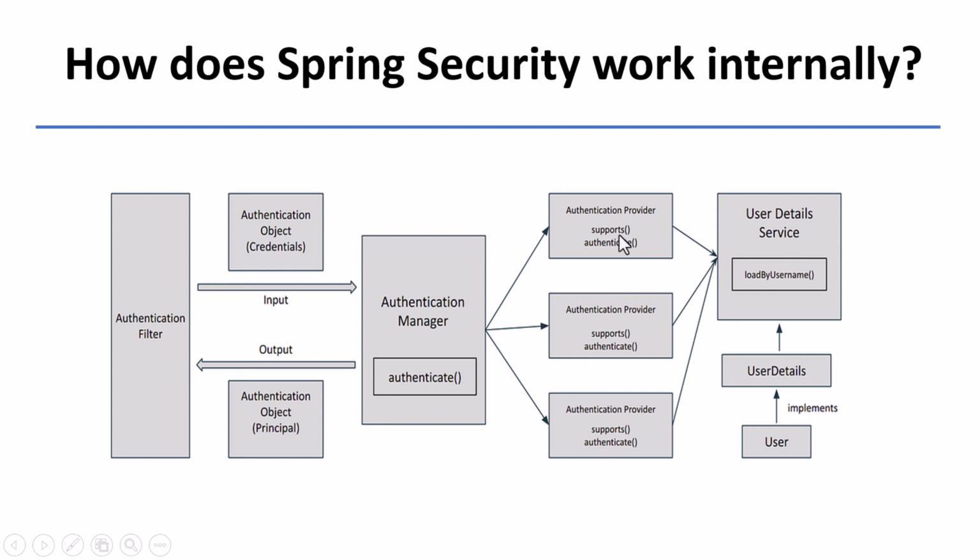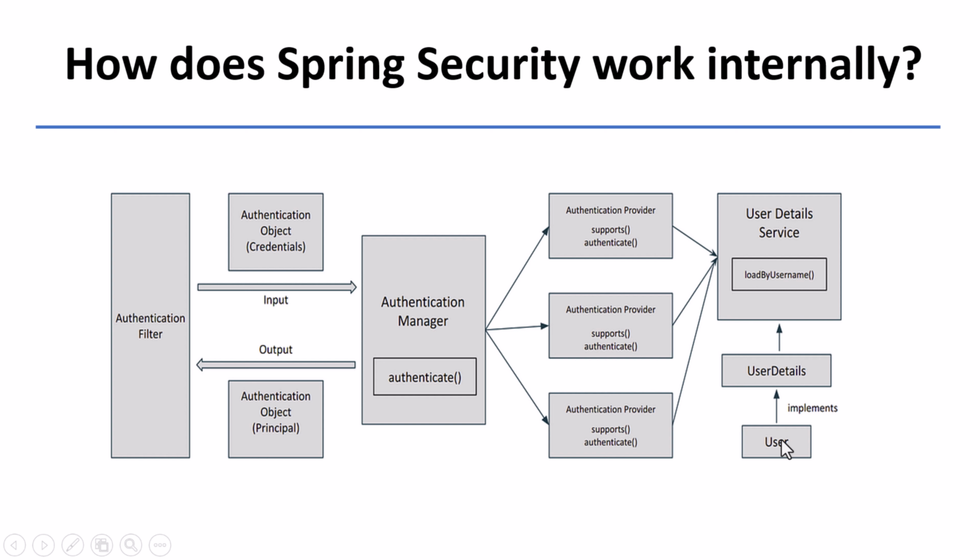Inside the authentication provider, Spring Security uses something called the User Details Service. This service is responsible for looking up the user from the database based on the username. It calls a method named loadUserByUsername and retrieves a user details object. This object contains all the important information like the actual username, the encrypted password, and the user's roles or permissions.